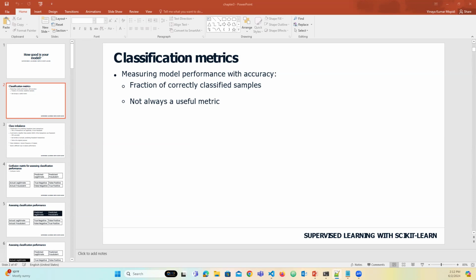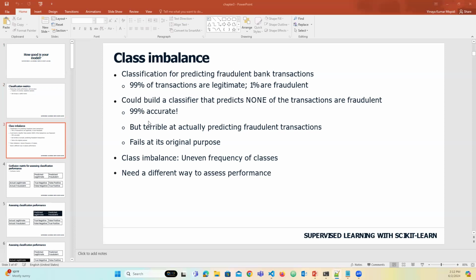The situation where one class is more frequent is called class imbalance. Here, the class of legitimate transactions contains way more instances than the class of fraudulent transactions. This is a common situation in practice and requires a different approach to assessing the model's performance.